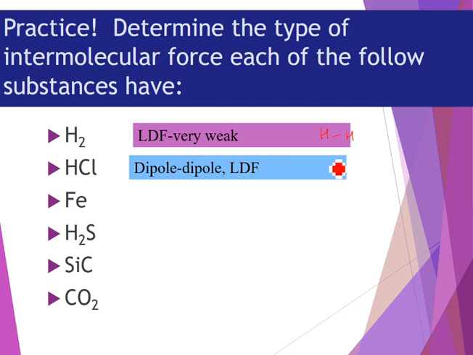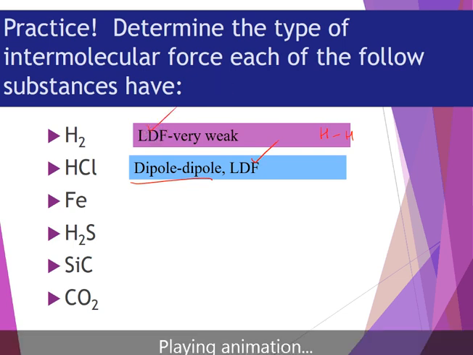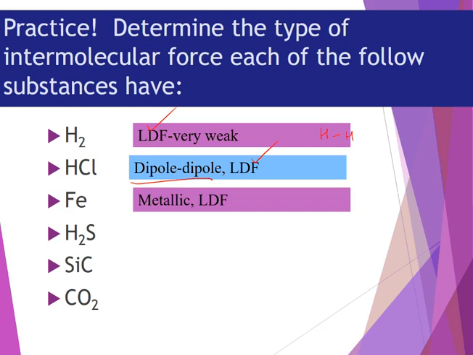And then hydrogen chloride, you would think that would be dipole, so I would expect LDFs. Hydrogen has LDFs because it's only nonpolar. And then we have iron, which is a metal. We have metallic bonding, and also have LDFs. Remember, all matter has LDFs.